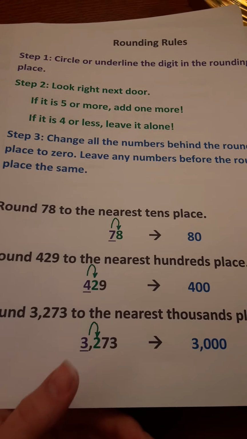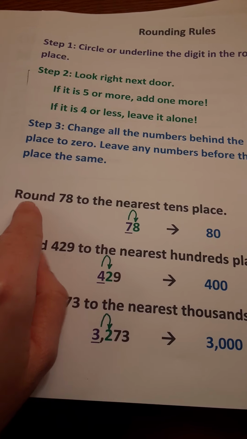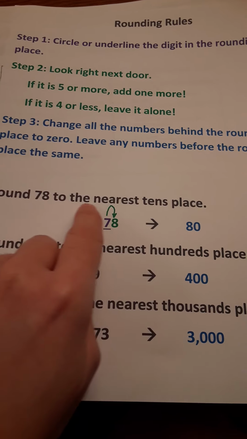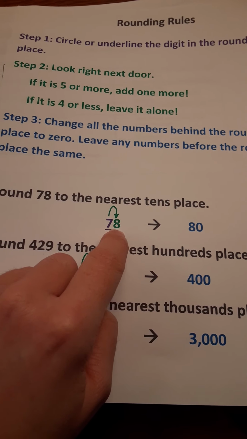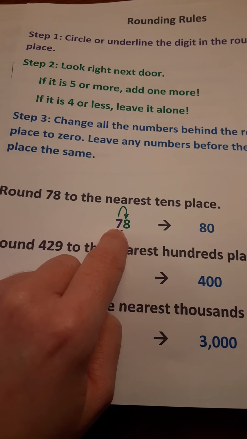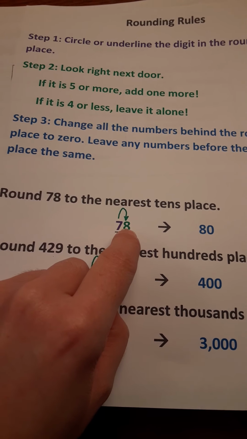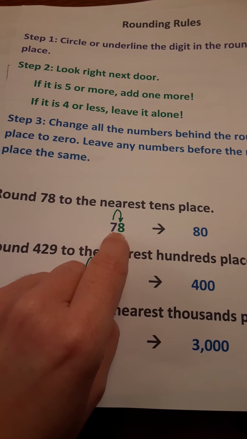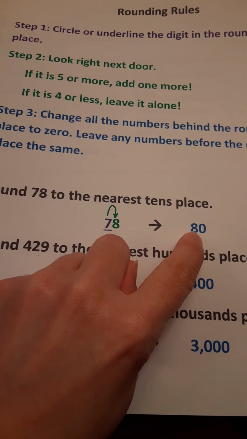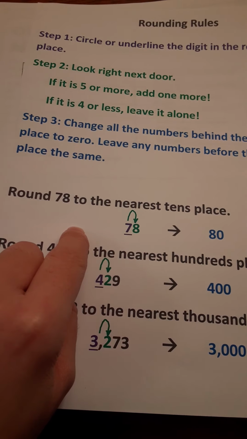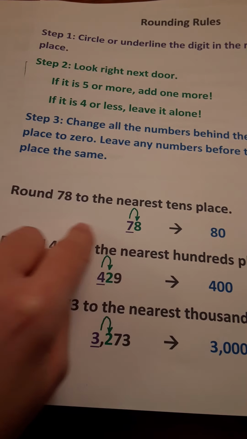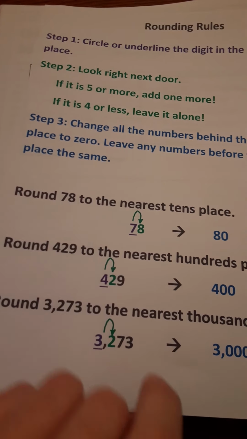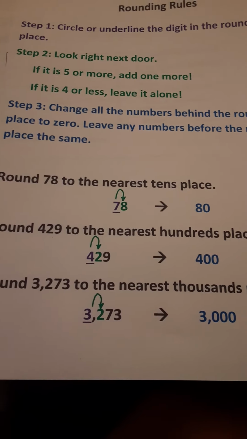Okay, so look at 78. If your directions were to round 78 to the nearest tens place, there's your ones place, your tens place. Okay, so here's your tens. You're going to look next door. It's an 8. So you're going to round up because 78 is closer to 80 than it is to 70. If you want to draw a number line and put it between it to figure out, that would be good.